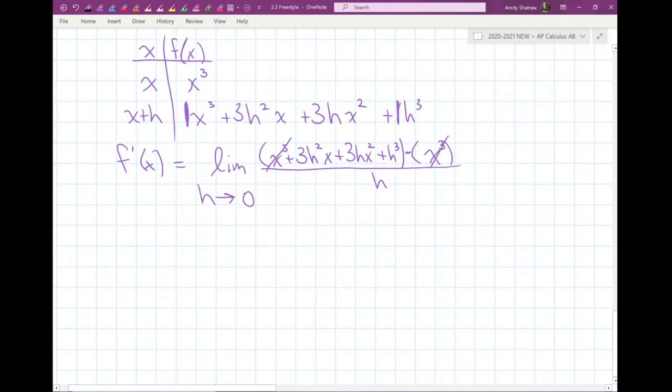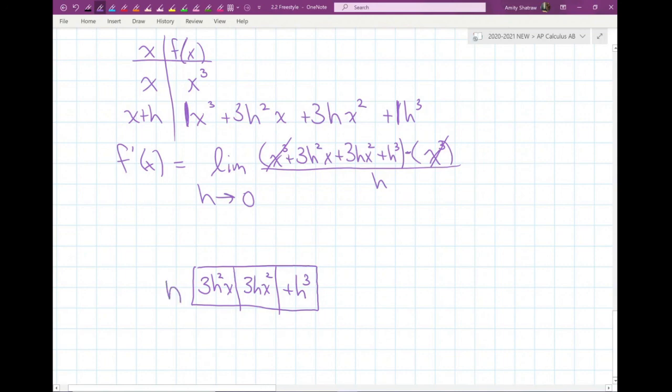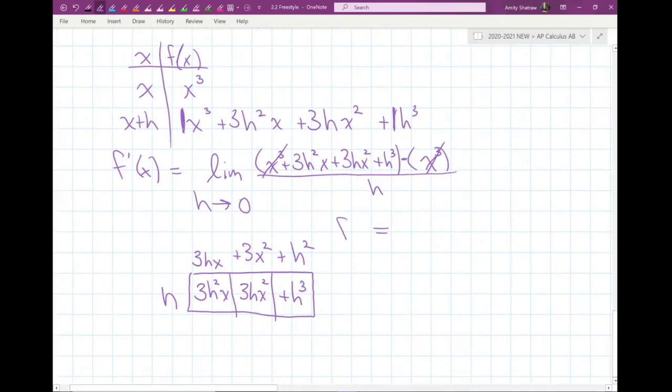But remember, on factoring this, I did teach you guys this tool a long time ago, and it's very rare that we ever even have a chance to use it. But if I have a 3h squared x, and a 3hx squared, and an h cubed, the only thing that I can factor out is just one single h. Here I will have left a 3hx, here I will have left a 3x squared, and here I will have an h squared. And so that's the best I could do for factoring that.